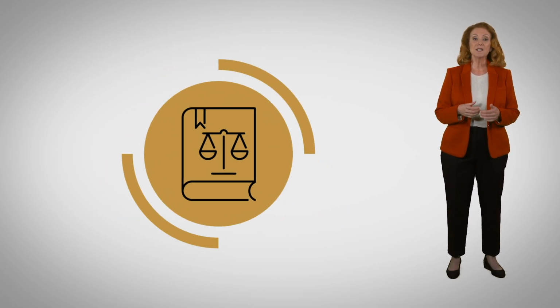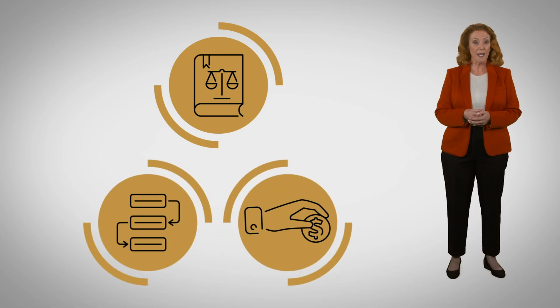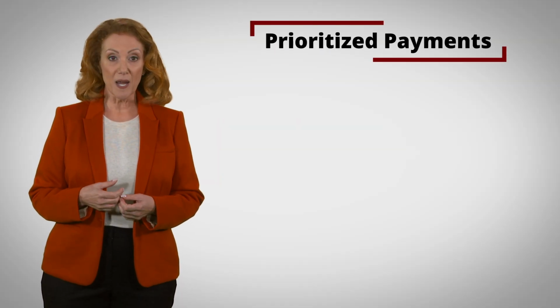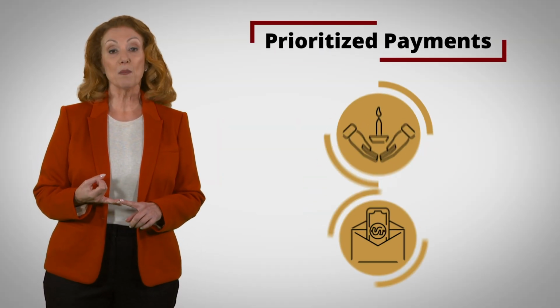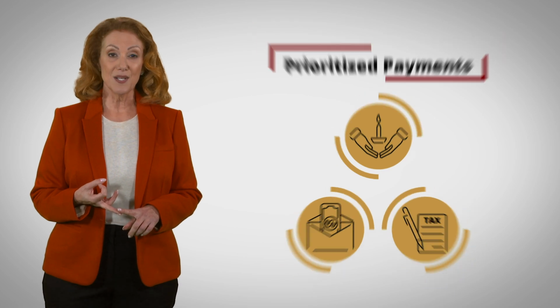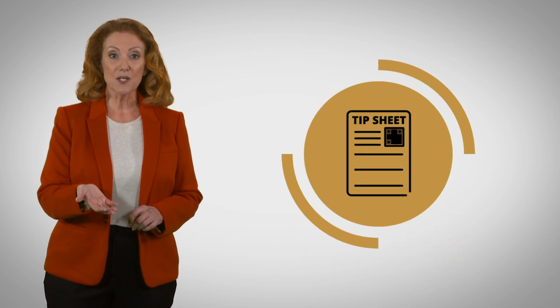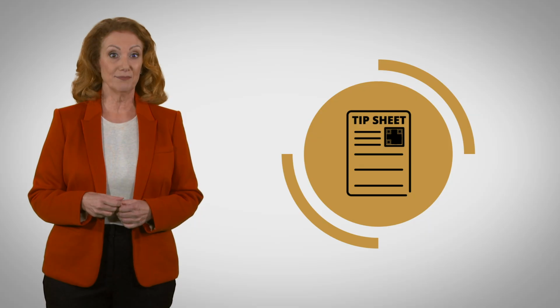Maryland law defines the order in which payments should be made. When you were appointed personal representative, you received a copy of this law. If you have questions, review the document. Among the prioritized payments are funeral expenses, family allowances, and taxes. View the tip sheet accompanying this video to see the full list.